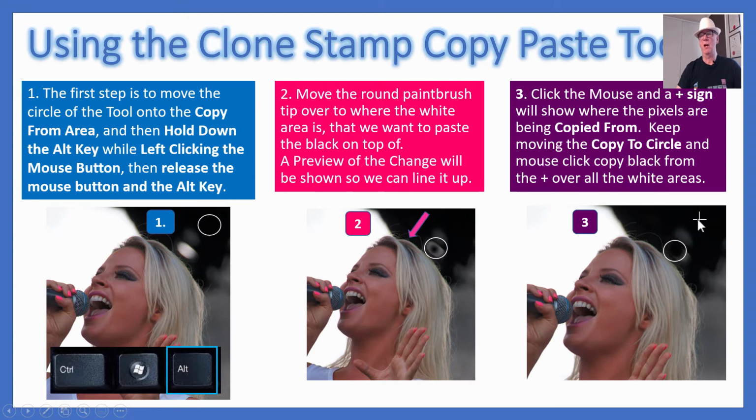So the third step is to just click the mouse button, and when you click it, a plus sign will appear over here. Now the plus sign is telling you where it's copying from, so it kind of does your head in the first time you use the clone stamp tool, because you can be looking at two things at once. The plus sign is where it's copying it from, all right, and the circle is where it's copying it to. So when you click on this a couple of times, it's going to copy black from there over the top of the white there and get rid of that white circle.